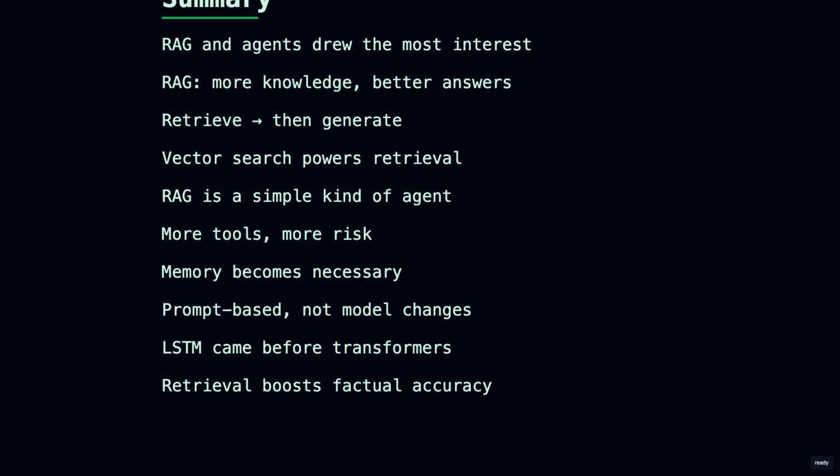This reference points to early evidence that retrieval can dramatically improve factual question answering. The key idea is the same one behind RAG. Give a model access to relevant external information.